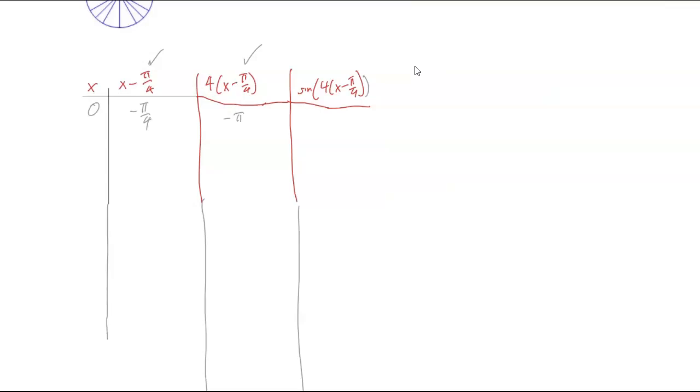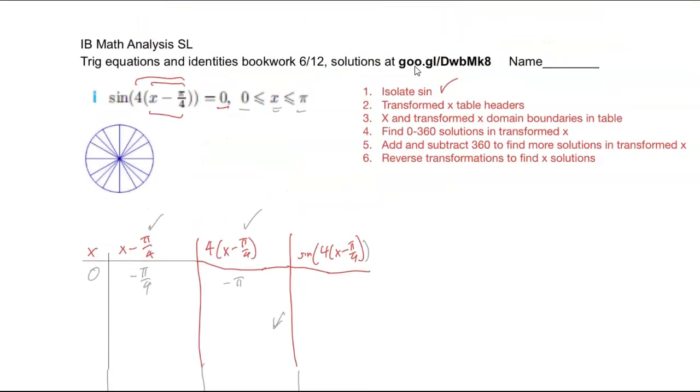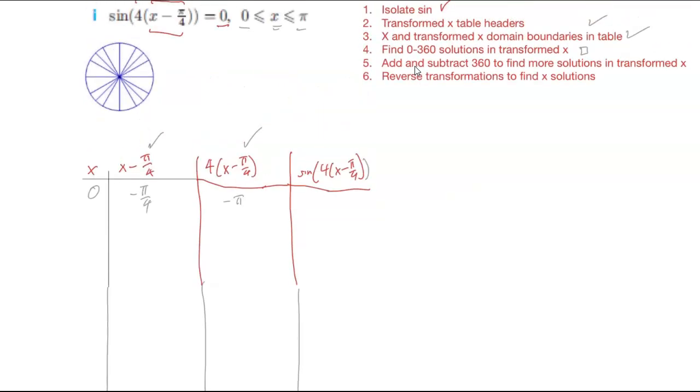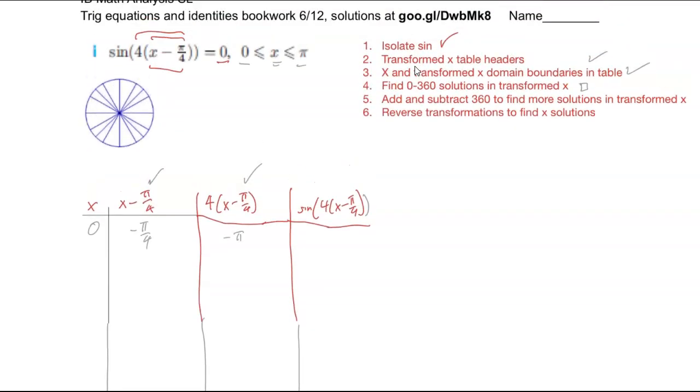We're going to write down our two main solutions here, okay? So we've done this. Now we're going to find the 0 to 360 solutions in the transformed x column. So one of those solutions, let me change color to red. What angles have a sine of 0? Oh, so that would be 0 degrees, right? And also 180 degrees, or pi. And then don't forget 2 pi. So let's put also 2 pi. So there's actually 3 solutions.